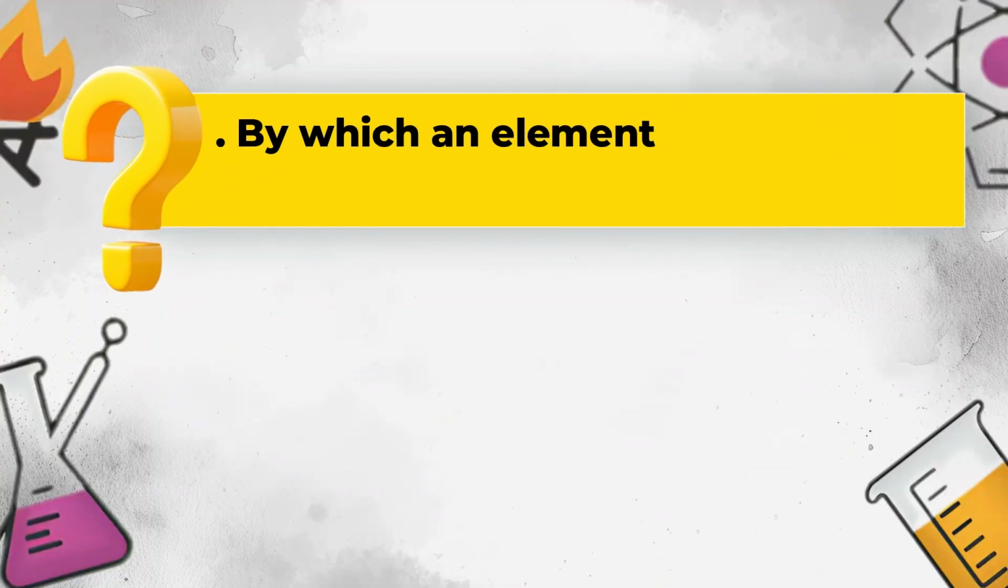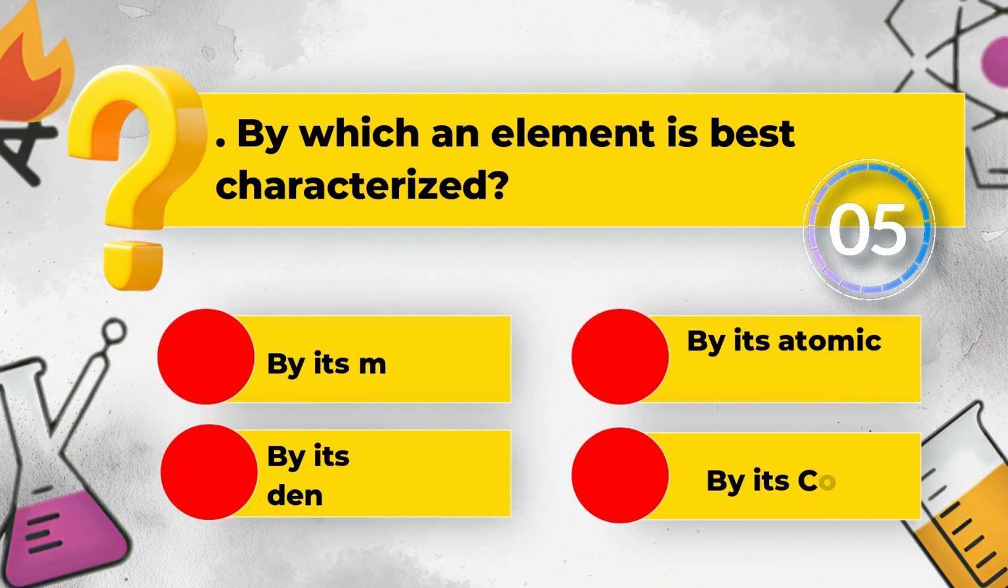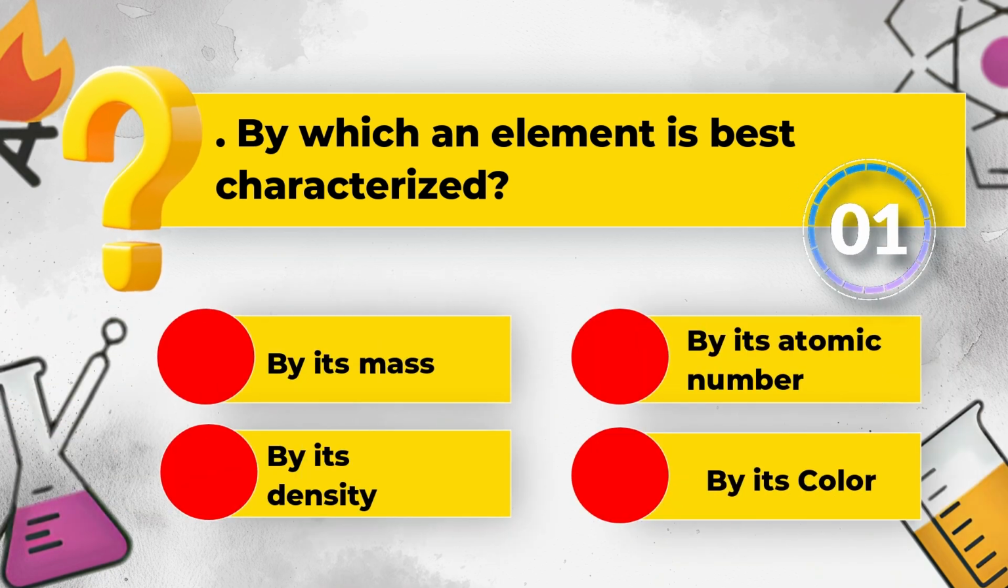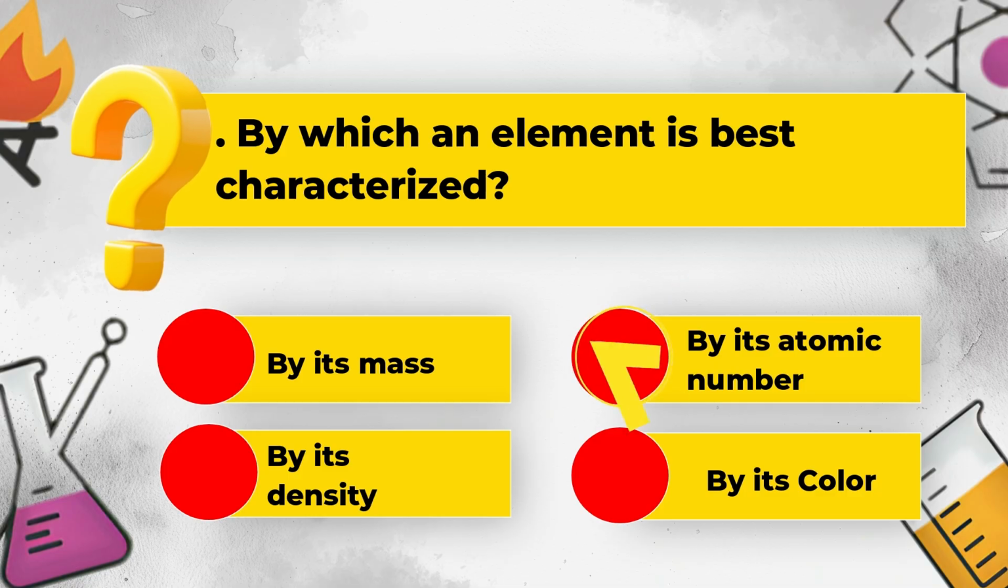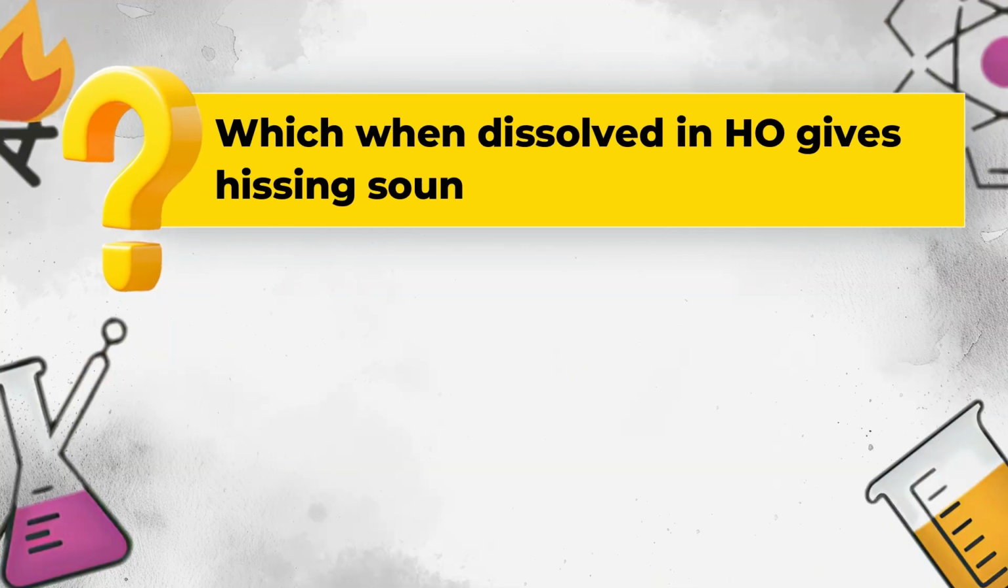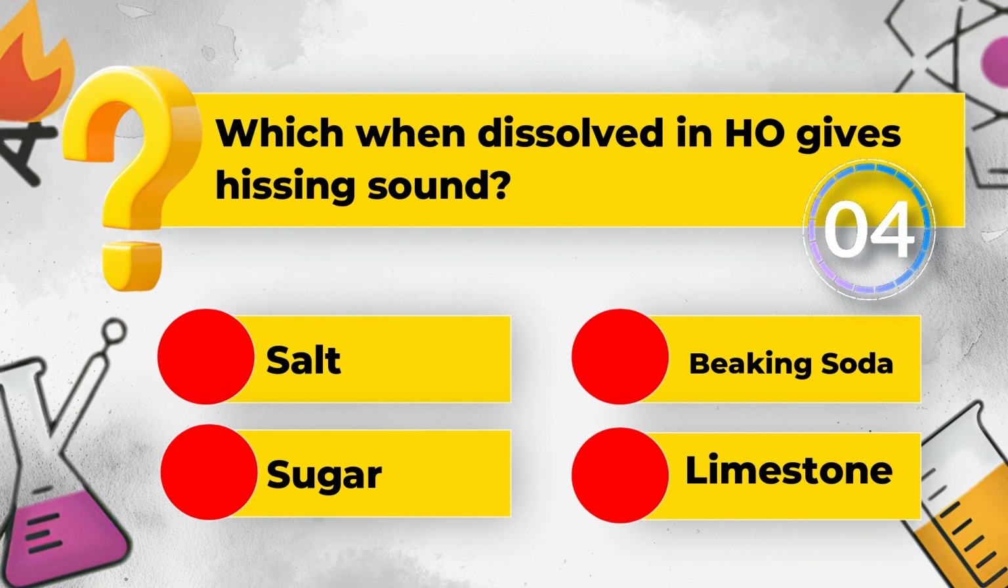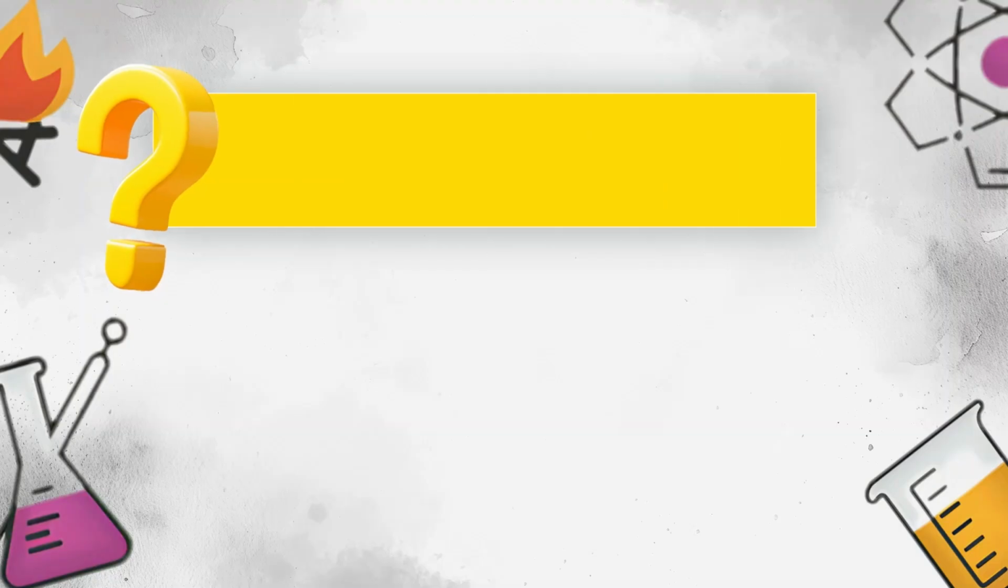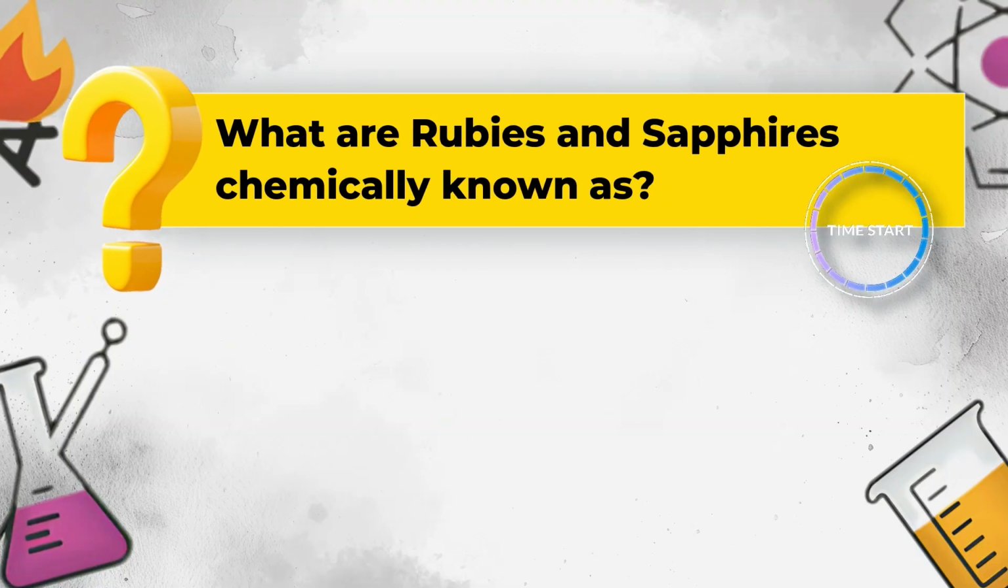By which is an element best characterized? Answer is by its atomic number. Which, when dissolved in H2O, gives a hissing sound? Answer is limestone. What are rubies and sapphires chemically known as?